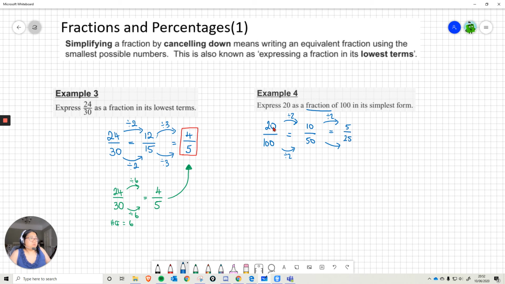And then a lot of people might panic thinking I can't halve it again, but actually I can divide both of these by 5 to get 1/5. Now that's a lot of steps. It's taken me 3 steps to do that.